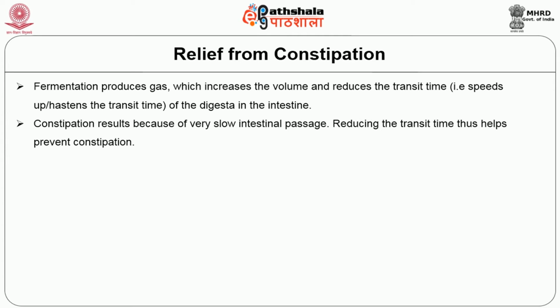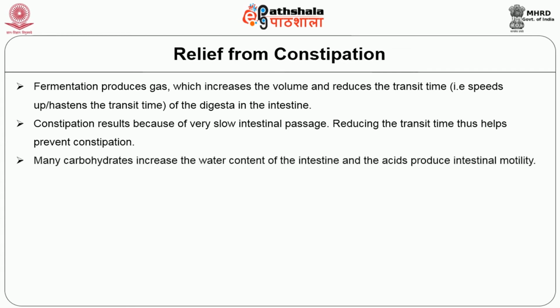Constipation results because of very slow intestinal passage. Reducing the transit time thus helps to prevent constipation. Prebiotics are also helpful in many other ways. Many carbohydrates increase the water content of the intestine, and the acids produce intestinal motility. That is, they function like a sponge.